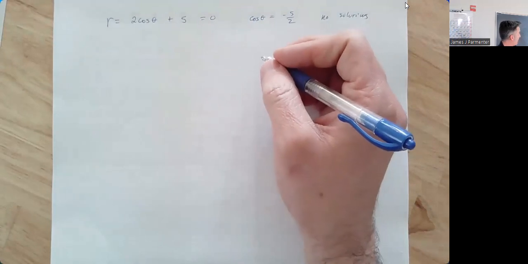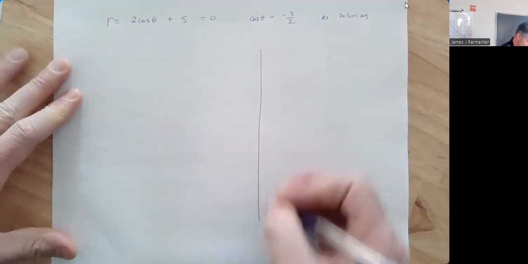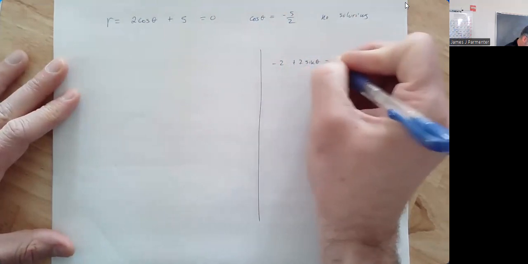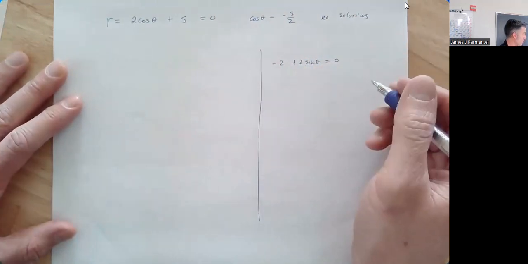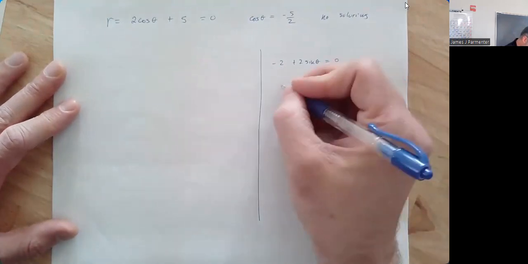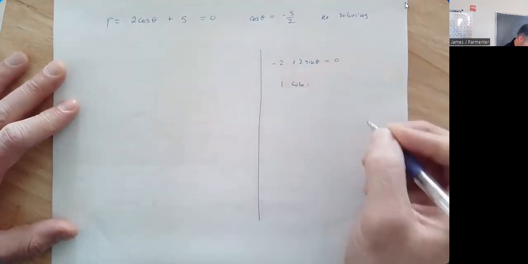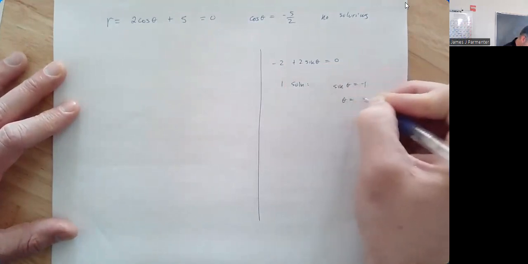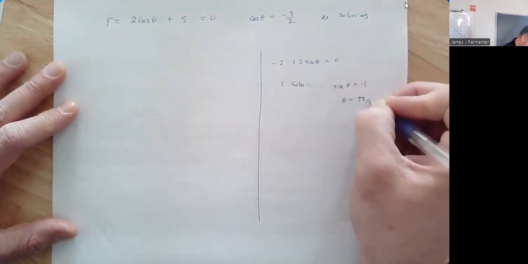On the other hand, the reason our previous example hits the origin exactly once is because -2 plus 2 sine theta equal to 0 has exactly one solution between 0 and 2 pi. The one solution is when sine of theta equals -1, or when theta equals 3 pi over 2.